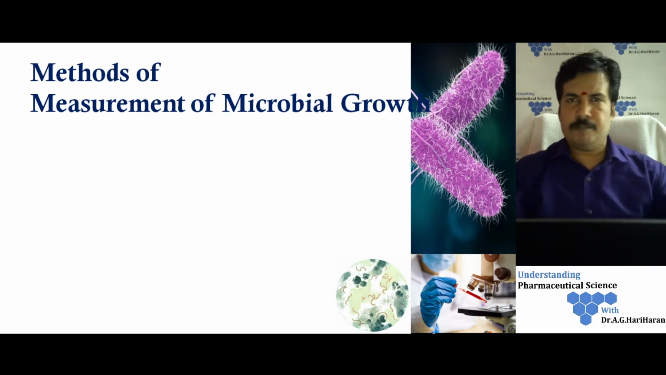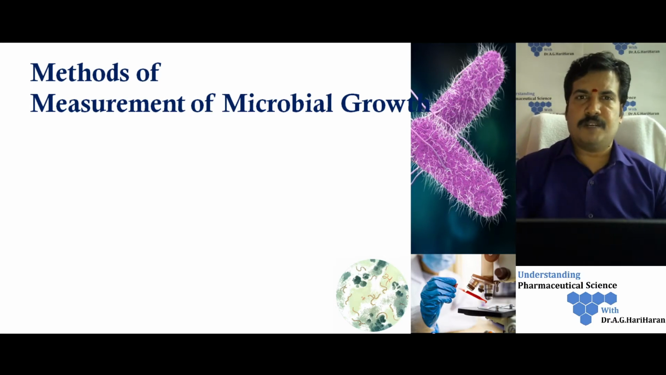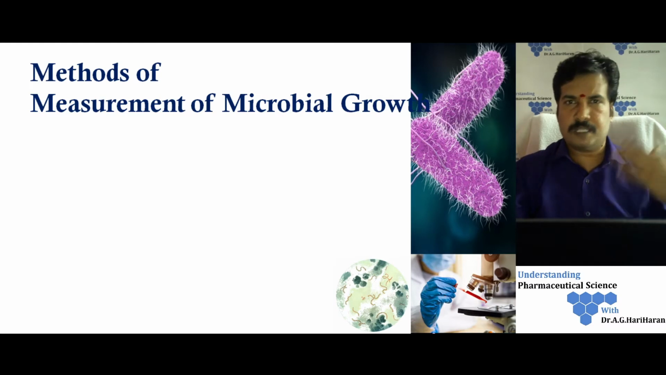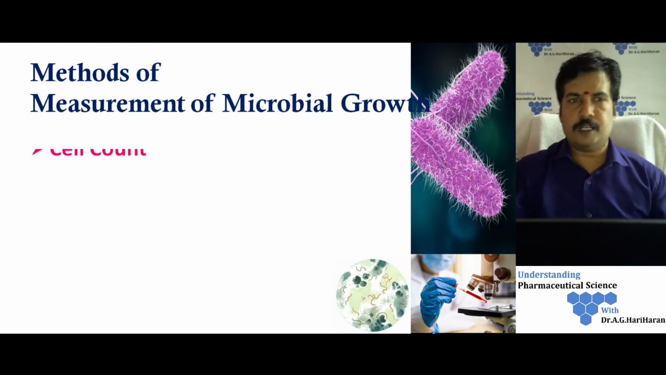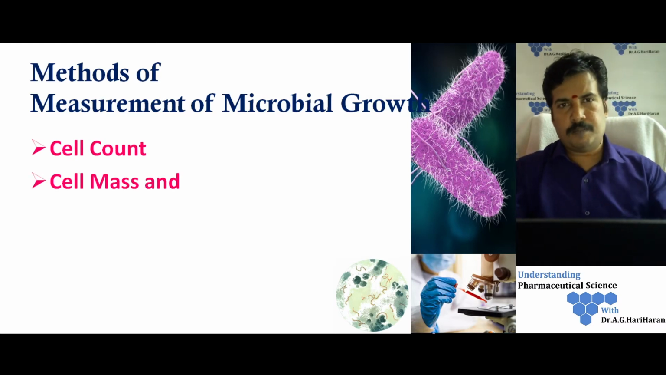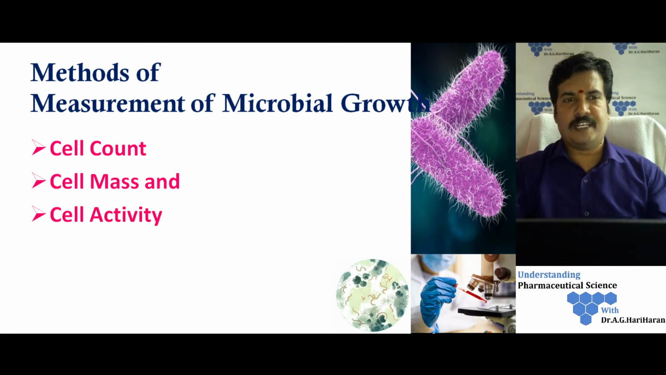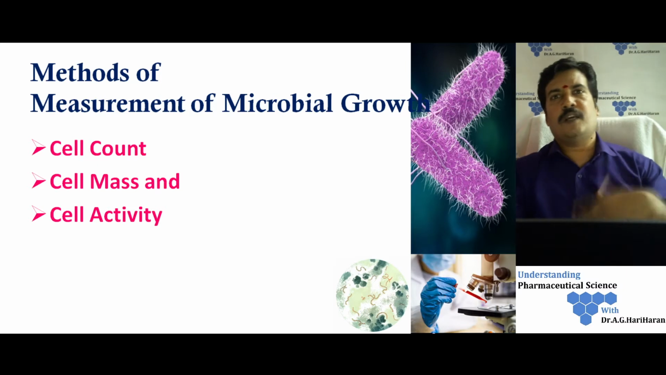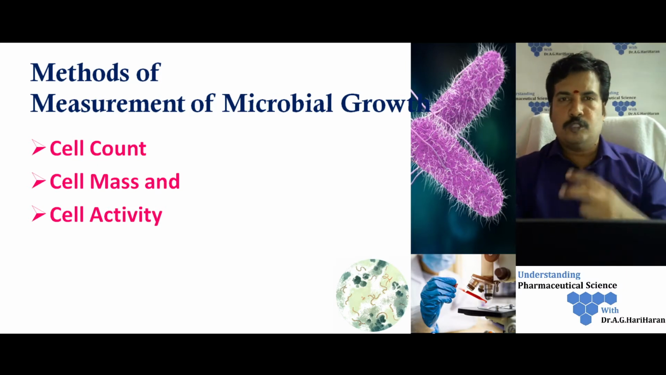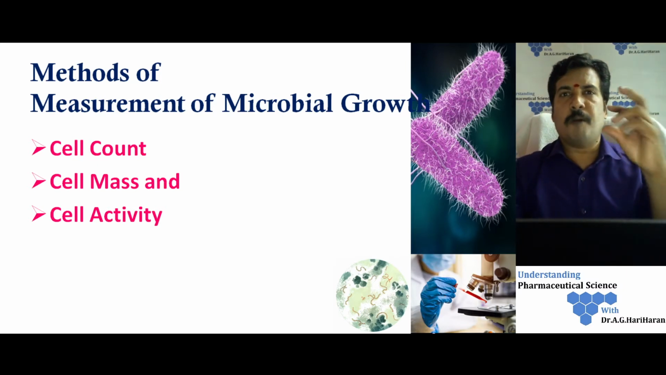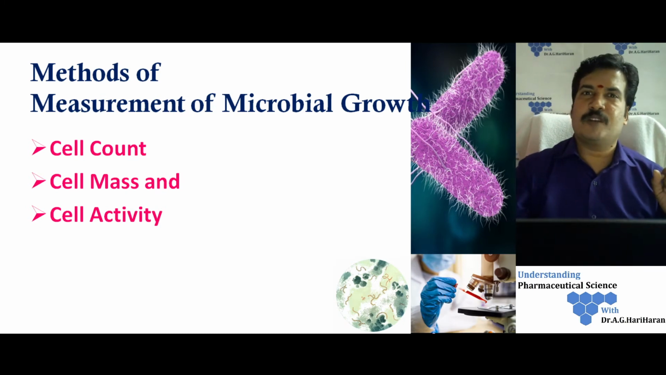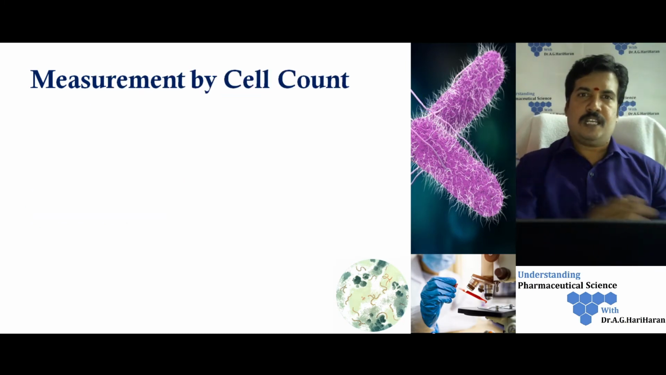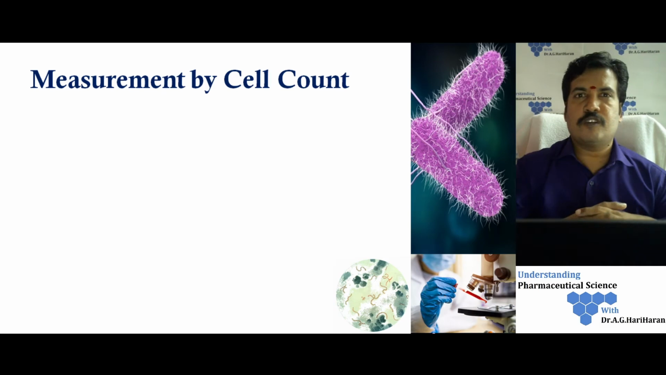There are different methods available for this measurement purpose. The measurement can be based on the cell count, or on the cell mass, or on the cell activity. Whatever the counting method is, the total objective is to find the population of the cells present in that particular sample. These techniques are further classified into the following methods.